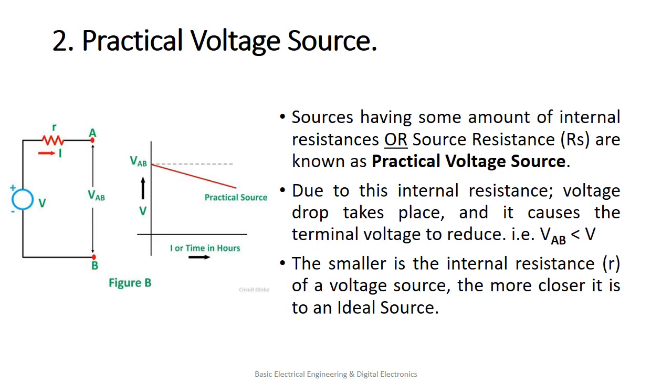Similarly, we can form the practical voltage source. So what is the concept of a practical voltage source? A practical voltage source is a source having some amount of internal resistance or source resistance. Due to this internal resistance, a voltage drop takes place and it causes the terminal voltage to reduce. That is, the terminal voltage across AB, VAB, is less than V. The smaller the internal resistance of the voltage source, the closer it is to an ideal source. As shown in figure B, we can see the nature of the practical voltage source.